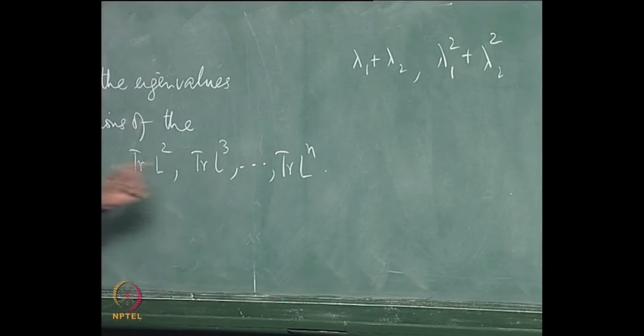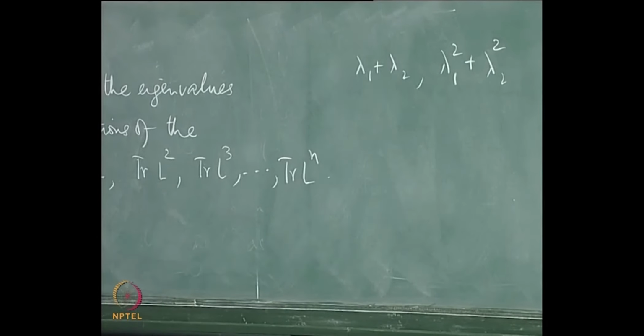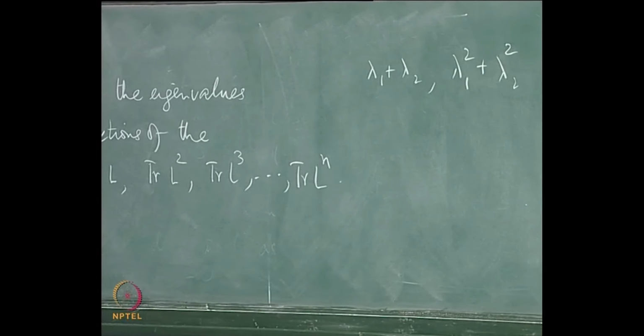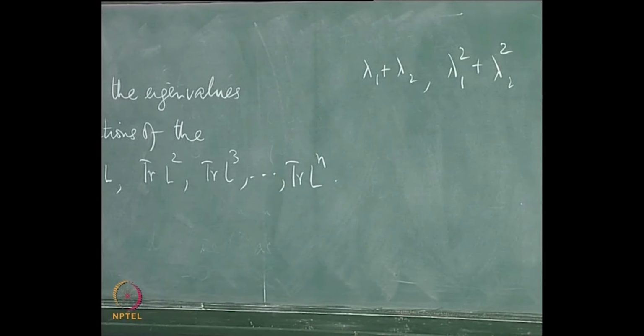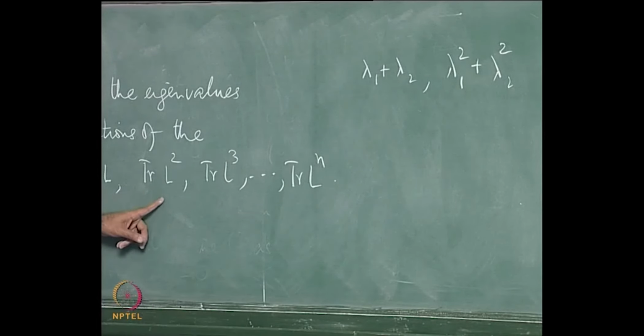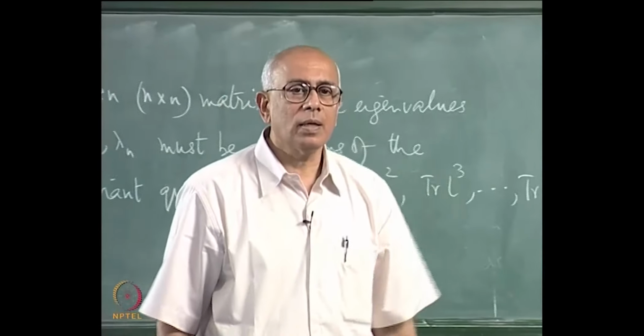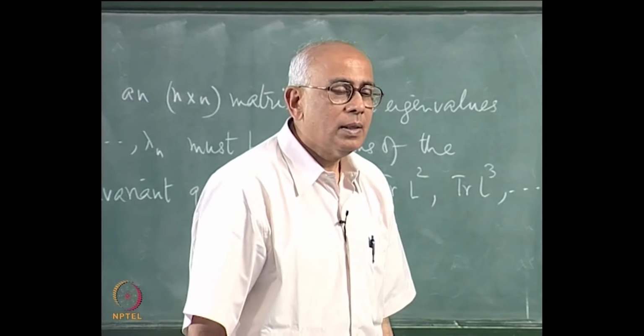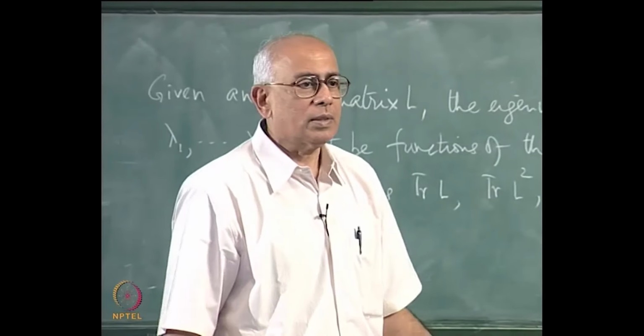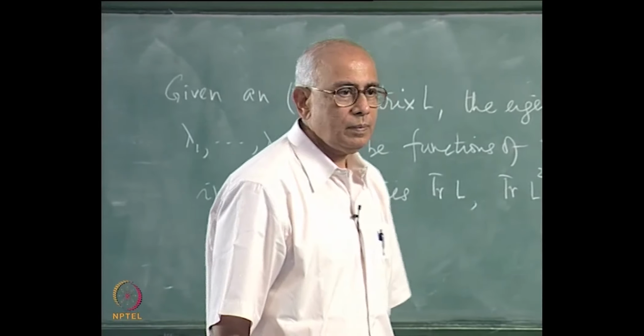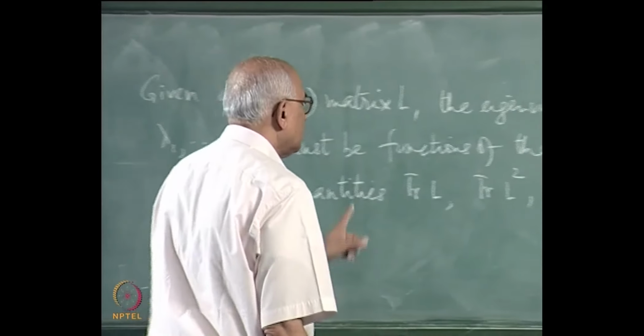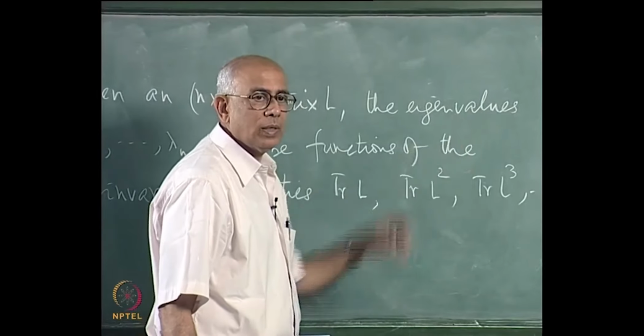You are guaranteed that these combinations do not change under similarity transformations, and that is what the eigenvalues are functions of. After all, the statement is that if you give me lambda 1 plus lambda 2 up to lambda n, lambda 1 squared plus lambda 2 squared up to lambda n squared, and similarly lambda 1 to the power n summed till lambda n to the power n, then I can find all the lambdas in terms of these quantities, they are invariant. So this generalizes what we know for the 2 by 2 case.